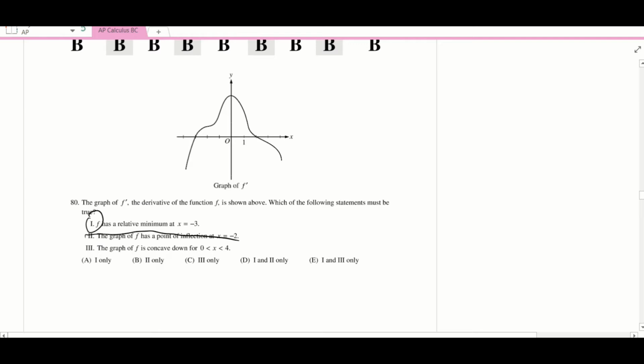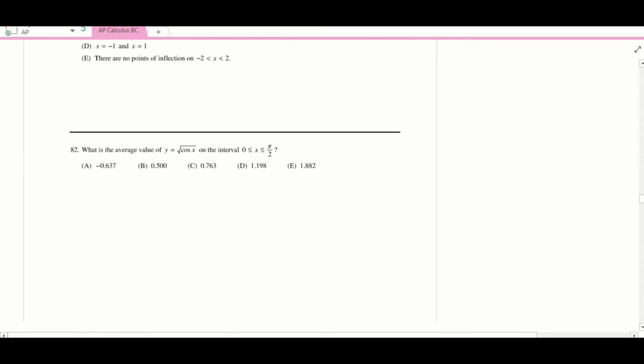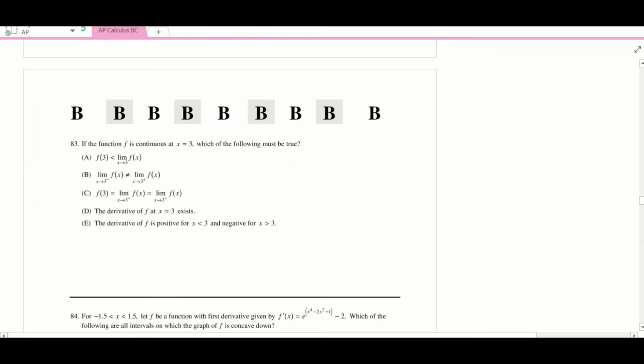Well, let's do number three. The graph of f is concave down when x is between 0 and 4. Well, when x is between 0 and 4, the derivative of the derivative is negative. So yeah, it's concave down. So it's 1 and 3, which is E. Okay, if the function f is continuous at x equals 3, which of the following must be true? Well, we know one.